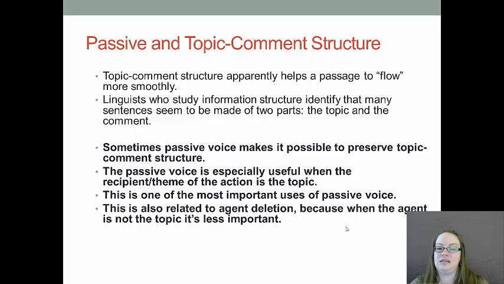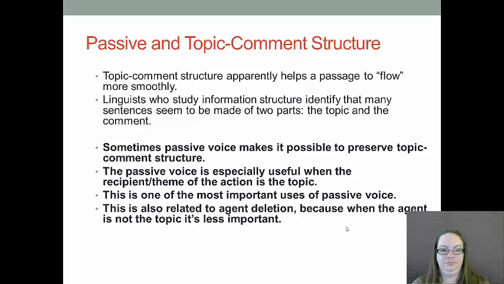Linguists who study this information identify that many sentences are made up of two parts, the topic and the comment. So passive voice makes it possible for us to keep that order when we're speaking or writing. Passive voice is especially useful when the recipient of the action is the topic. So something like my wallet getting stolen. Passive voice would be more useful to preserve that as the topic of what I'm talking about. It's one of the most important uses of passive voice.